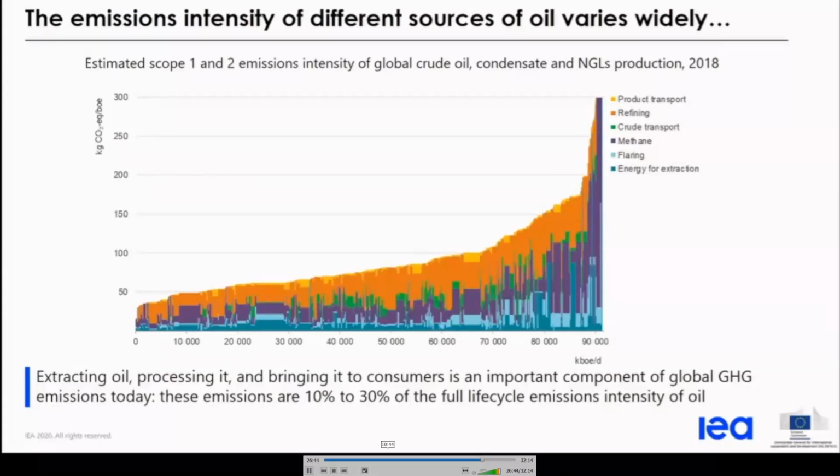Extracting oil, processing it, and bringing it to consumers is an important component of global greenhouse gas emissions today. And overall, these emissions are between 10 to 30% of the full life cycle emissions intensity of oil.